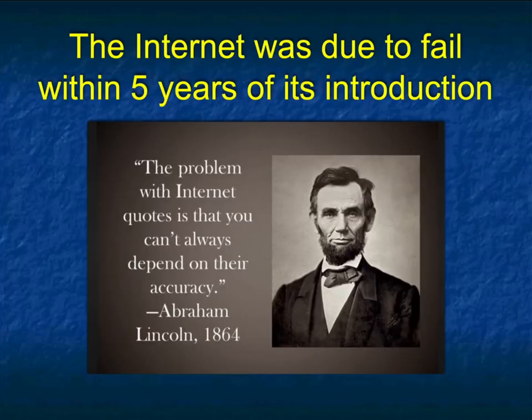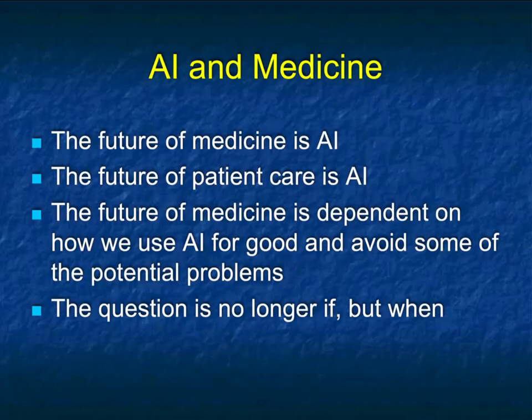Even Abe Lincoln, who was one of our greatest presidents, knew the internet was not going to work. At least he thought that. The problem with internet quotes is you can't always depend on their accuracy. Abe Lincoln, almost 150 years ago, was worrying about accuracy, recognizing that the challenge for us is to figure out what is the truth and what is not the truth. And by the way, you know that Abe Lincoln didn't say that. I think it was Mark Twain who said that, to tell you the truth.